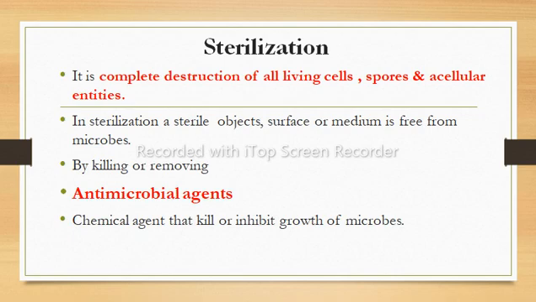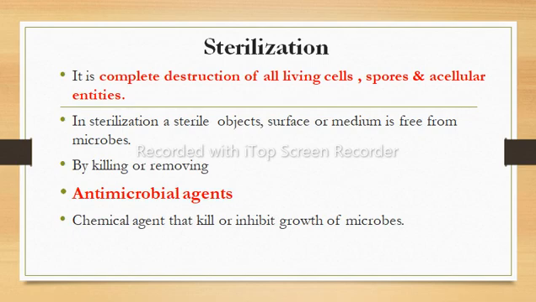So what is sterilization? Sterilization is the complete destruction of all living cells, spores and acellular entities. For example, the living cells include bacterial and fungal cells, and acellular entities include viruses, prions or viroids. Sterilization is an absolute term, that is, a sterile object is totally microbe free, that is, free from bacterial and fungal spores and infectious agents or particles, for example, viruses, prions, viroids. Sterilization is achieved by killing or removing microbes.